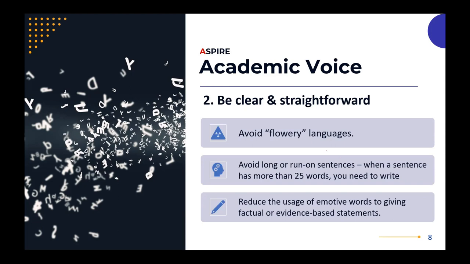When you put all these exaggerated emotional words or adjectives, you have to support them with citations or evidence to say that it's really that bad, right? It's not enough by just putting the word there. Avoid that if possible. Academic voice also tends to avoid this because if you have too many emotive words, it tends to be very personal, right?